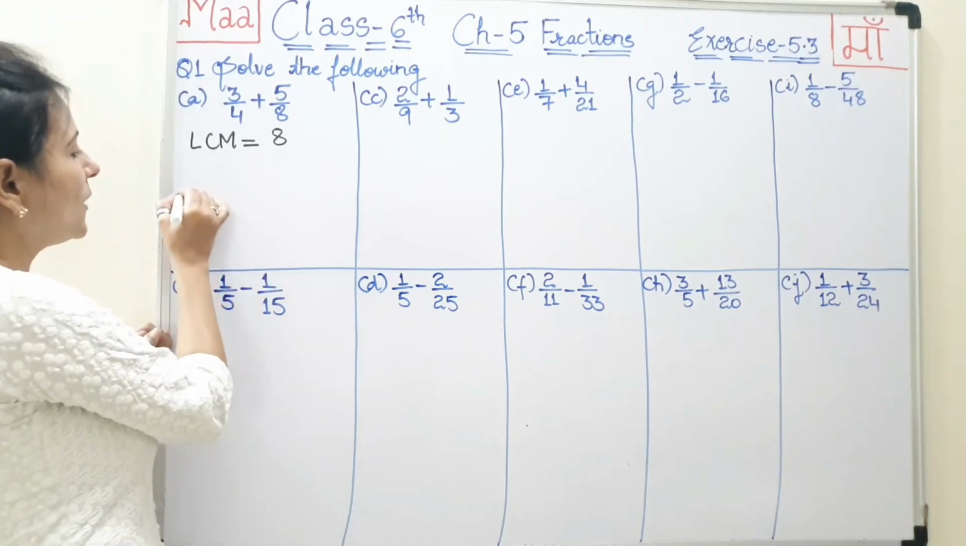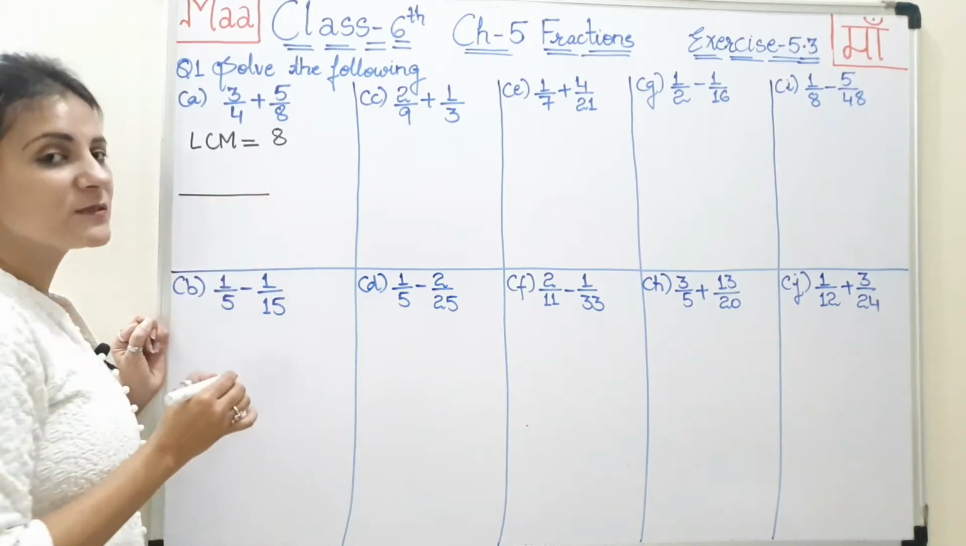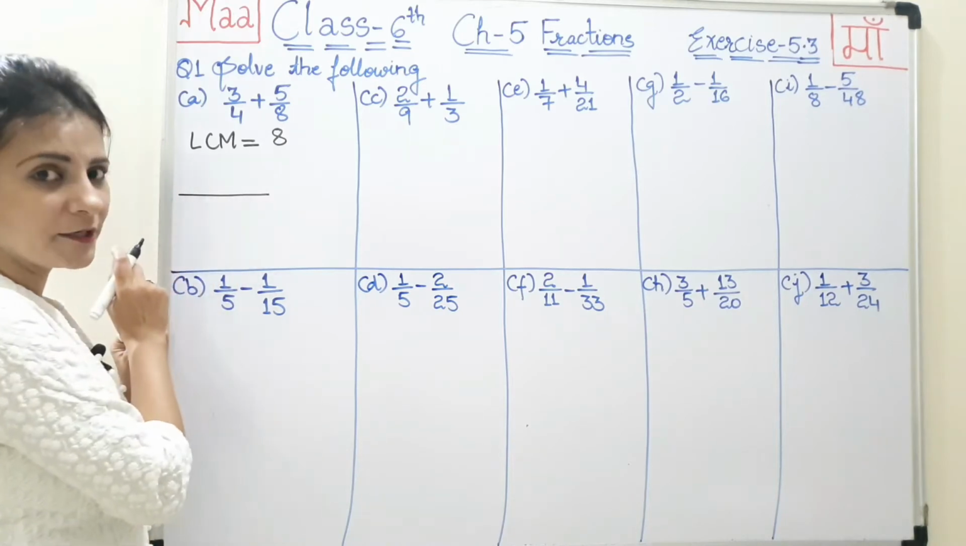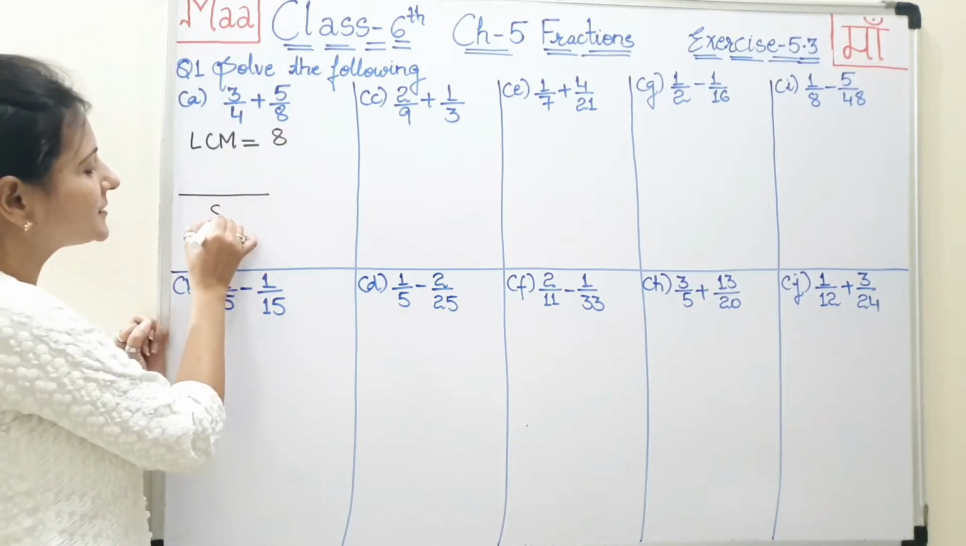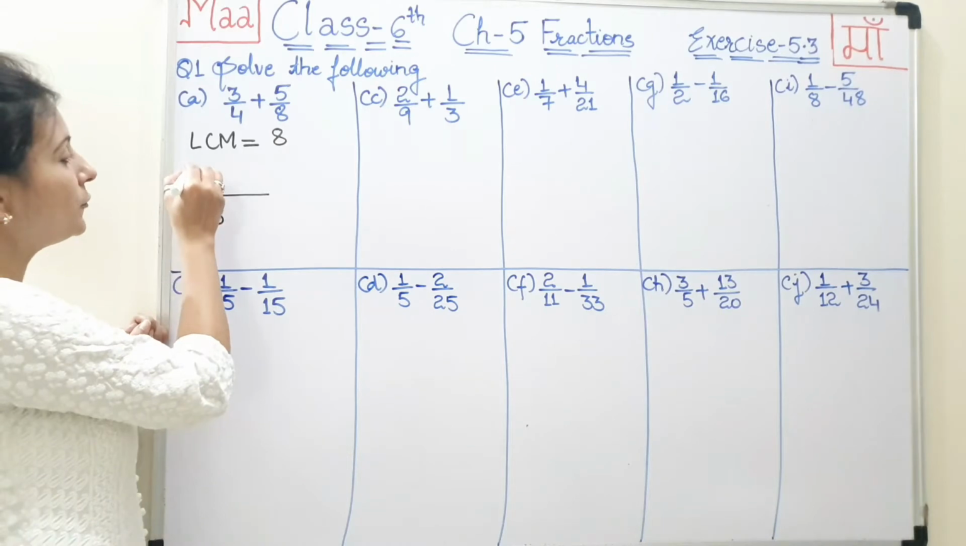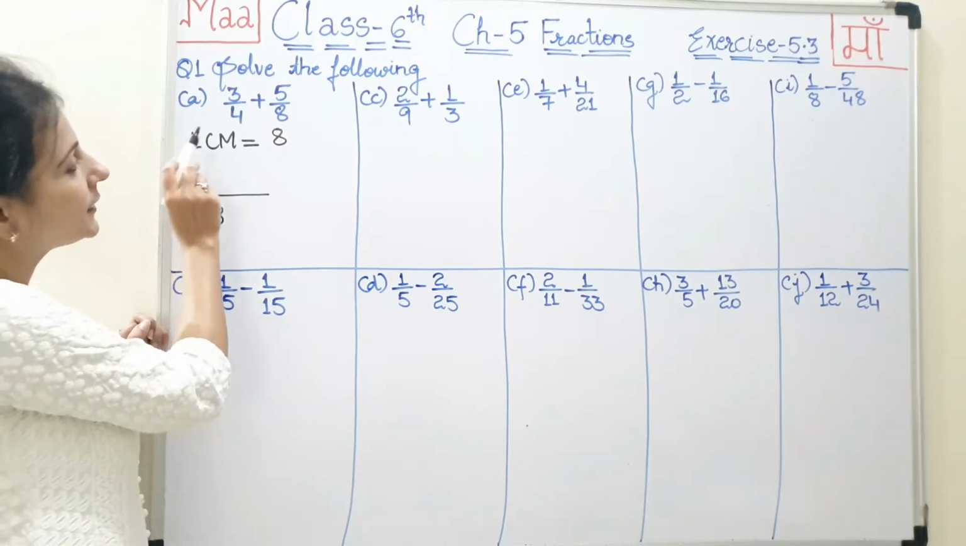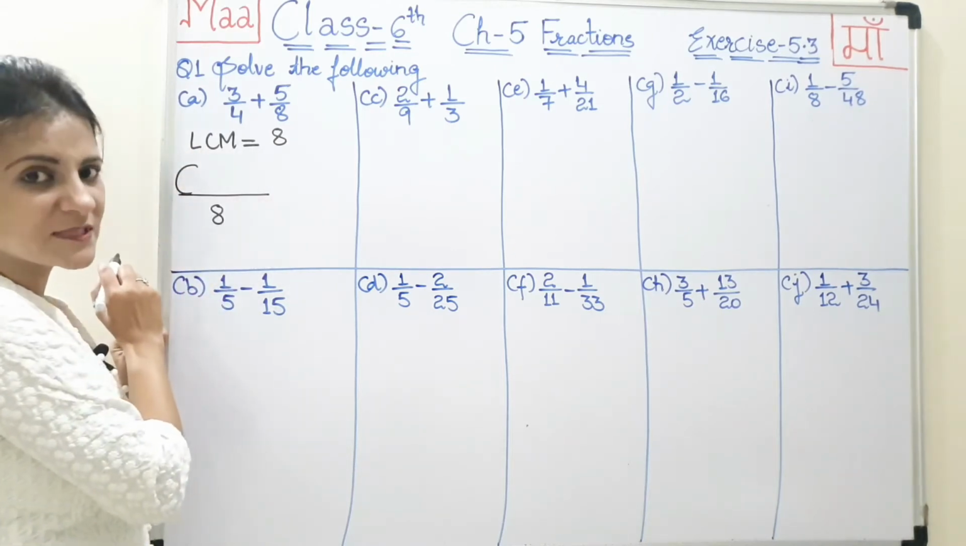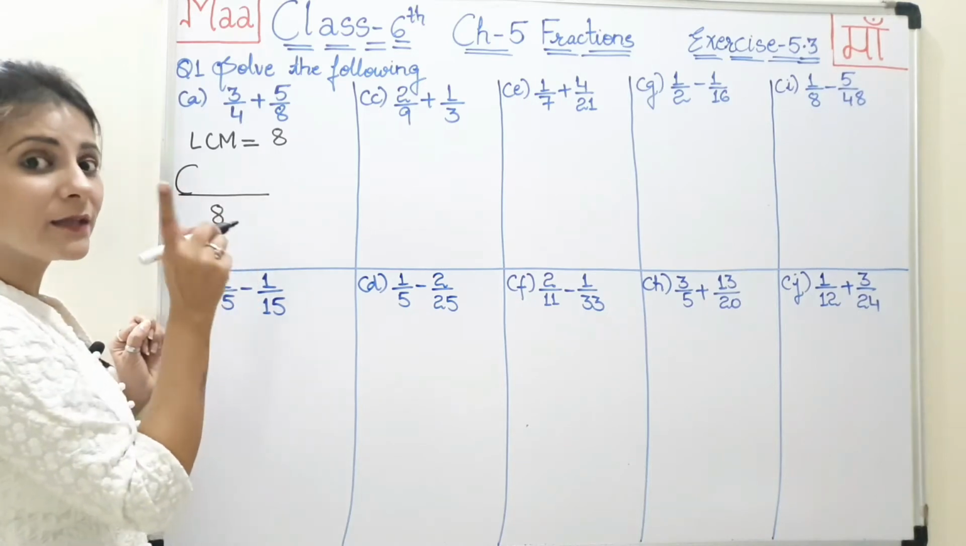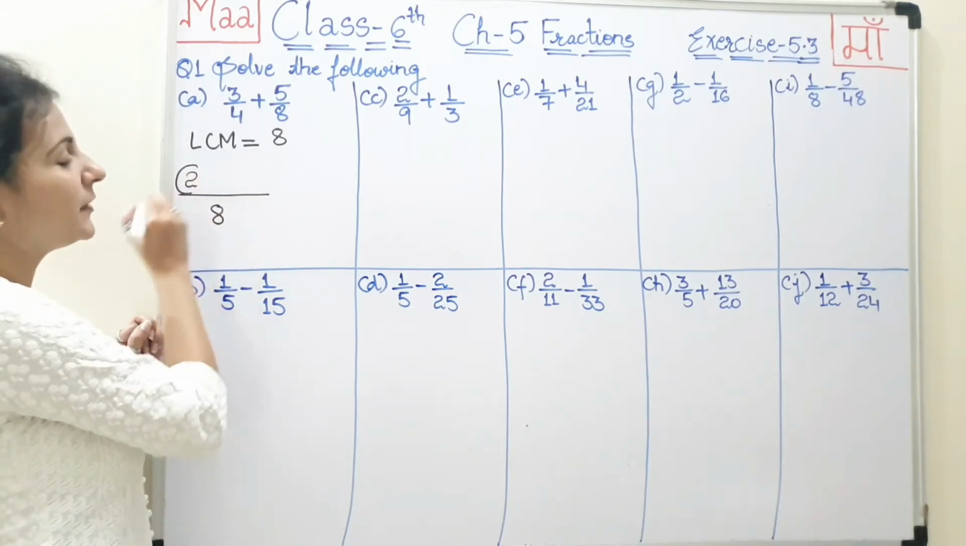Now once you have taken the LCM, एक horizontal line draw करेंगे और हम LCM को लिख देंगे denominator में. Now you will make one bracket. अब आप देखेंगे 4 की टेबल में 8 कितने times आता है. So 4 की टेबल में 8 आता है 2 times, तो उस 2 को आप यहाँ पर note down करेंगे.